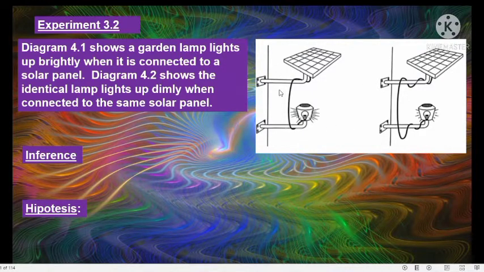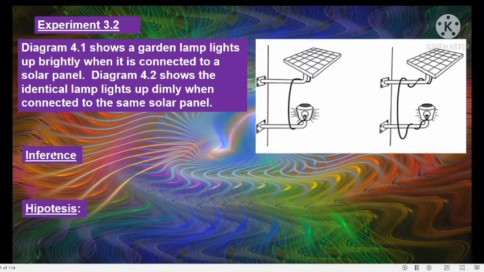So between these two diagrams, what can you say about the brightness of the bulb? The situation given: a garden lamp lights up brightly when it is connected to a solar panel. Diagram 4.2 shows an identical lamp lights up dimly when connected to the same solar panel. Okay, so you can see the length of the wire are not the same. The second diagram has the longest wire compared to the first diagram.